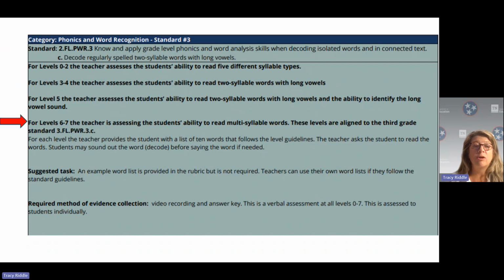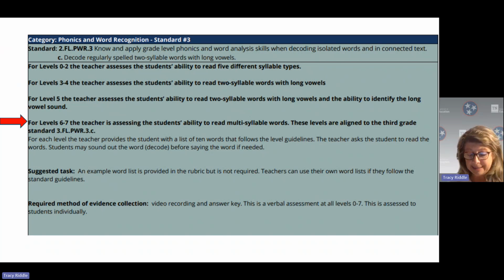Levels 6 and 7 are aligned to the third grade standard. At these levels, the teacher is assessing the student's ability to read multisyllable words. For each level 0 through 7, you are providing the student with a list of 10 words that follow the guidelines for each of those levels. You are asking the students to read those words. Students can sound out the word, decode them before they say the word if they need to.